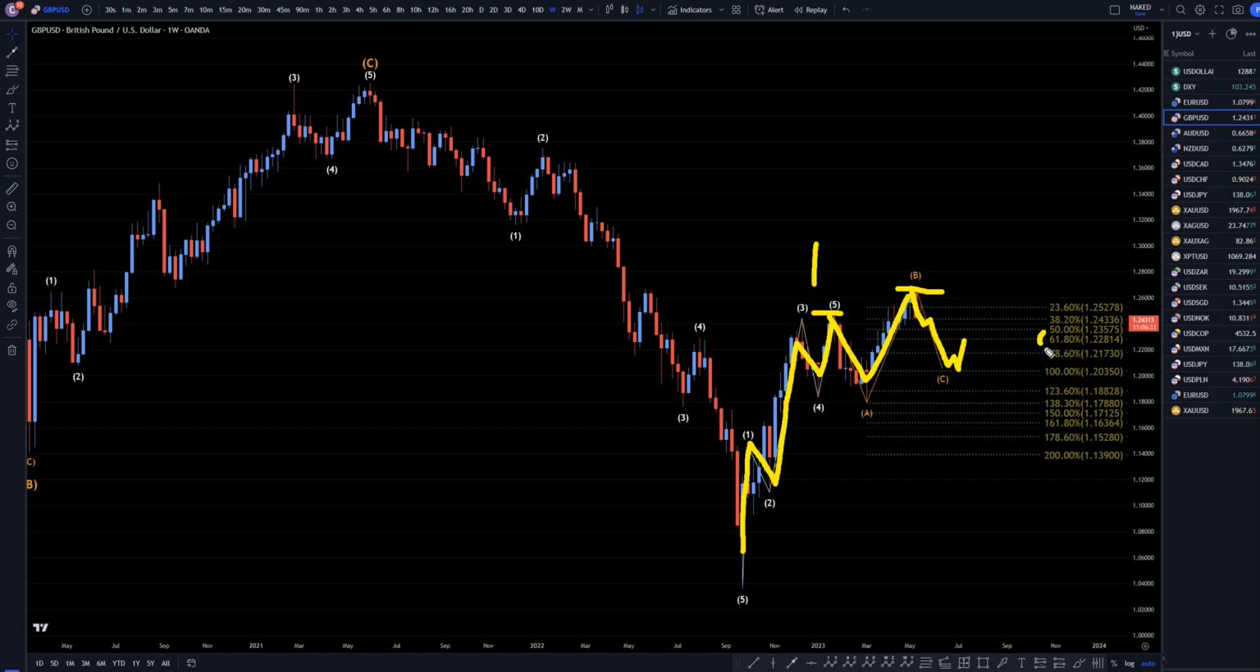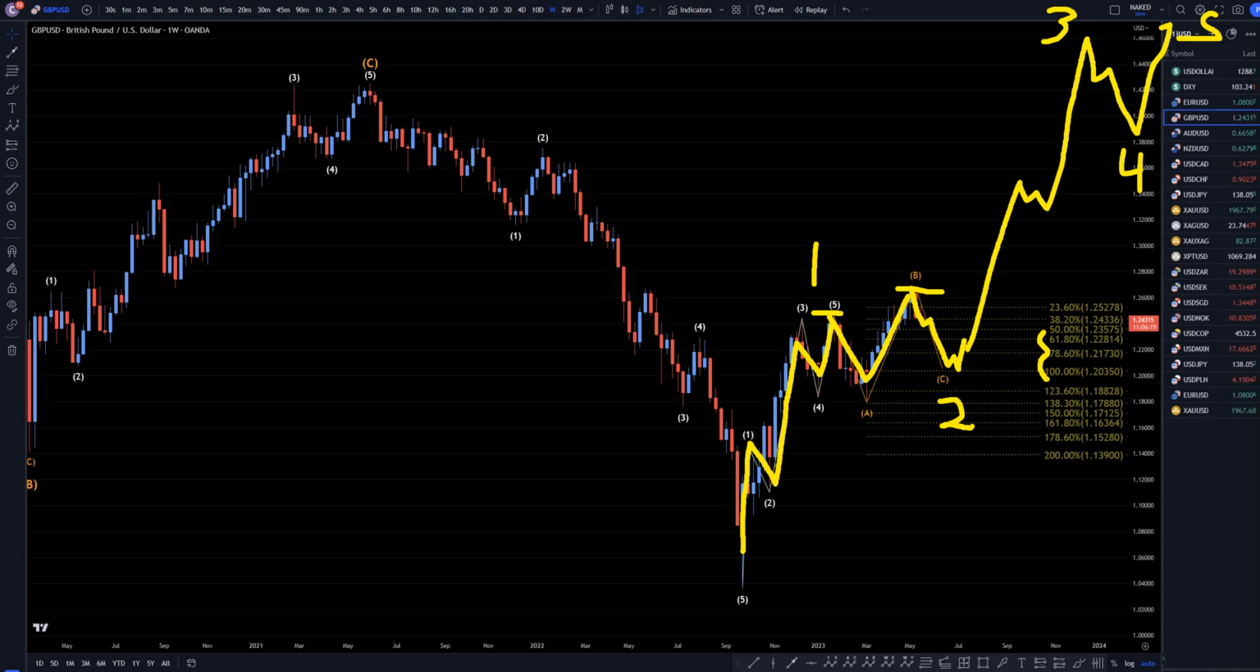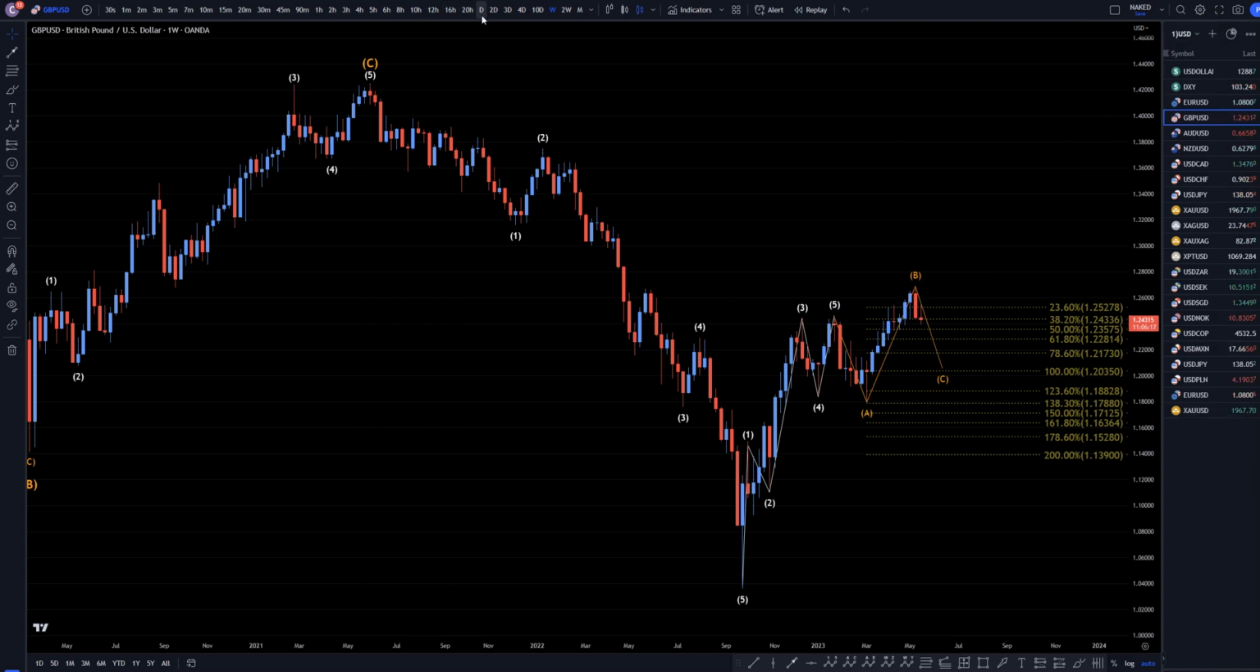We're probably going to go down to one of these three lower Fibonacci levels to finish this ABC of 2 before it actually heads up and makes that 3, 4, and 5, just like what I was showing on the monthly time frame. So let's keep going down to the daily time frame.